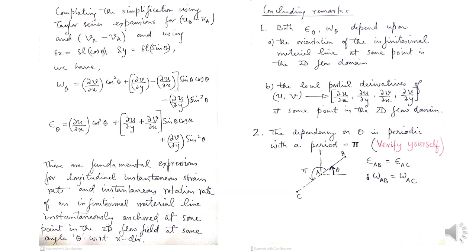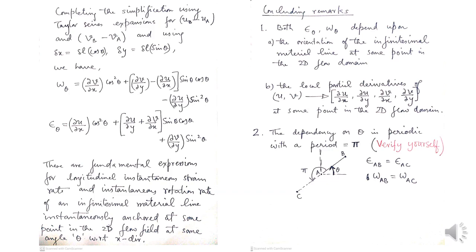longitudinal instantaneous strain rates and instantaneous rotation rates of what? An infinitesimal material line which is instantaneously anchored at some point in the 2D flow field. Notice that I have removed the subscript A now from the partial derivatives, because A was just an arbitrary point in the 2-dimensional flow domain.